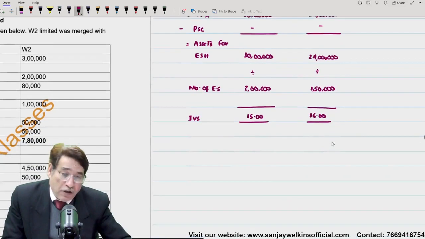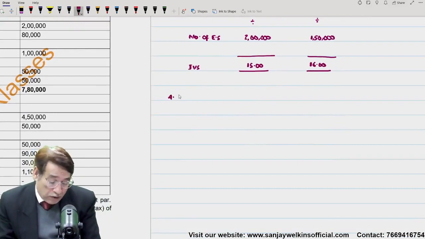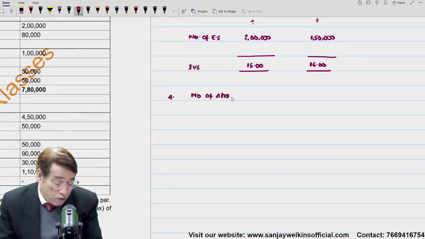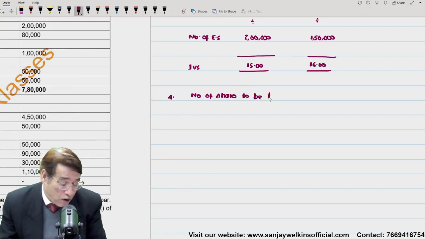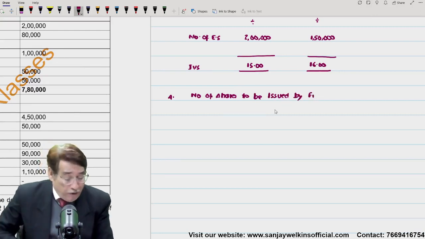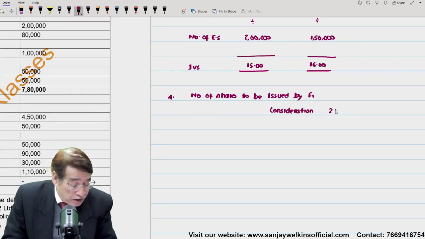After having computed the intrinsic value, your next step will be the amount of consideration. In fact, now we are trying to find out the number of shares to be issued. How many shares will be issued by F1 Limited? For that, we require consideration. We have already computed the consideration. Consideration is nothing but net assets of F2 Limited. Correct? So I will write the amount of consideration as 24 lakh.